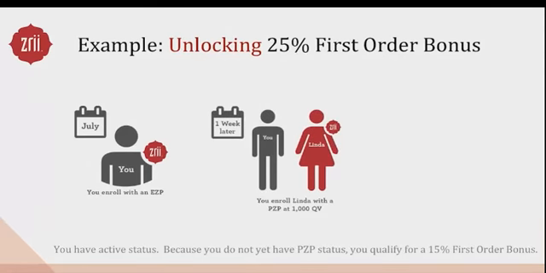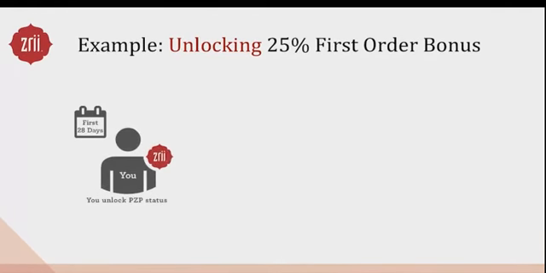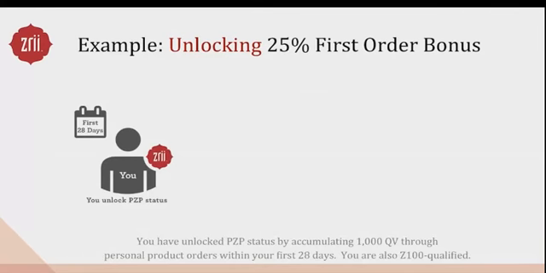Remember, to earn the Star Bonus, you must have purchased an EZP or greater upon enrollment, or attained EZP status by purchasing at least 500 QV of Zrii products within your first 28 days. And you must be Z100 qualified. Let's take a look at a couple of examples to illustrate. Number 1, you enroll with an EZP in January and you're Z100 qualified. You personally enroll John in February with an Executive Z-Pack carrying 500 QV. In August, you personally enroll Mary with a Premier Z-Pack and 1,000 QV. This would earn you the $100 Star Bonus.